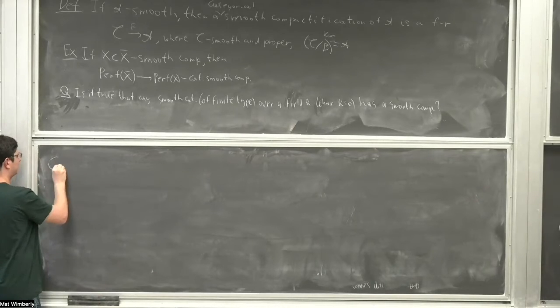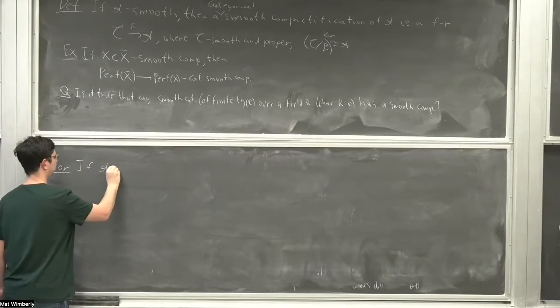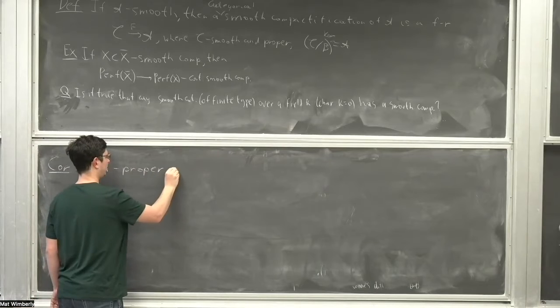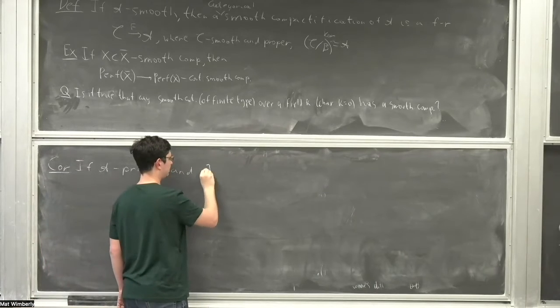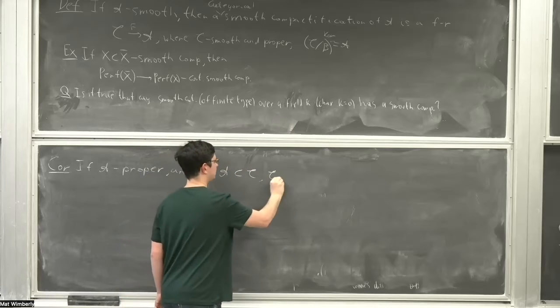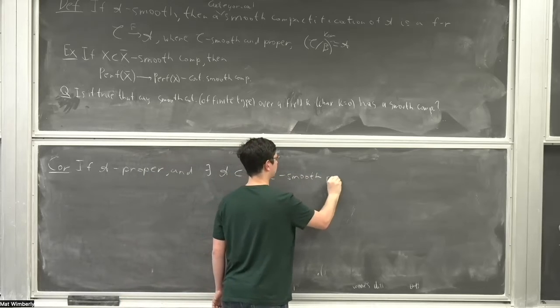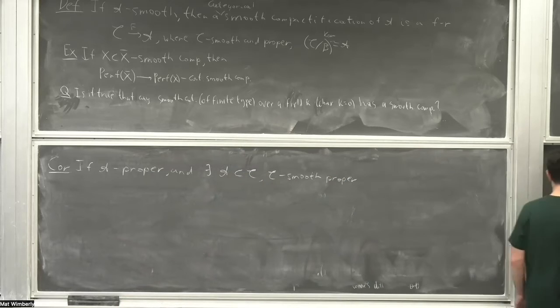Another corollary: if A is proper and you assume the dual condition, and there exists a full embedding of A into C, where C is smooth and proper. Again, for both of these corollaries, I assume that the characteristic of the base field is 0.